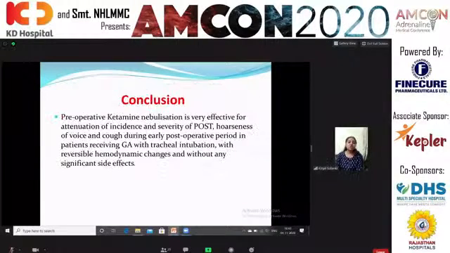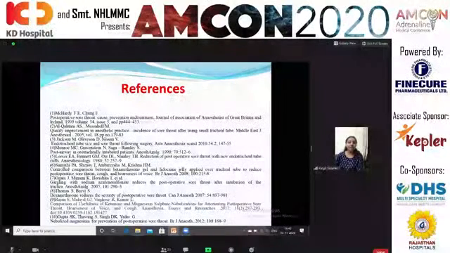To conclude, preoperative ketamine nebulization is very effective for attenuation of incidence and severity of post-operative hoarseness of voice and cough during the early postoperative period in patients receiving general anesthesia with tracheal intubation, with reversible hemodynamic changes and without any significant side effects. I have included the references at the last.